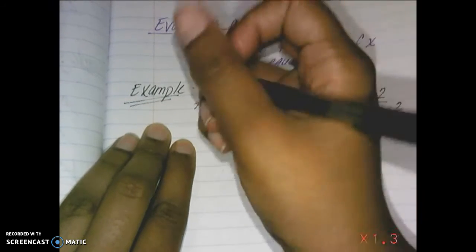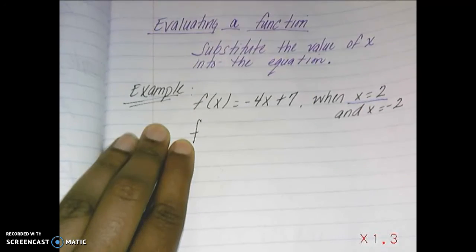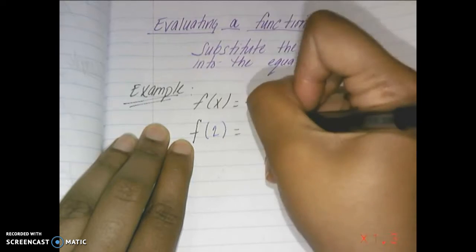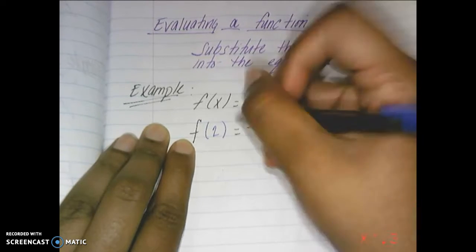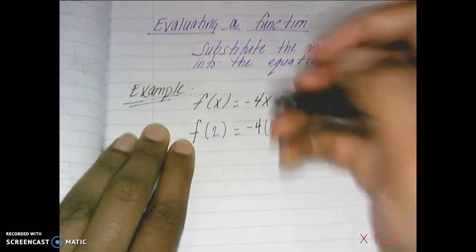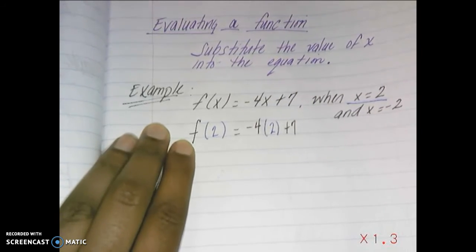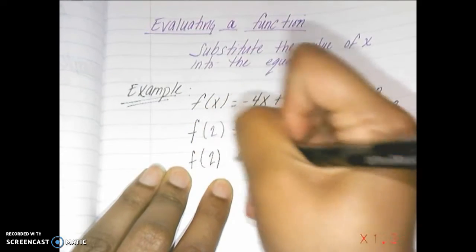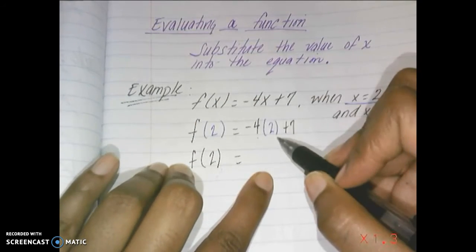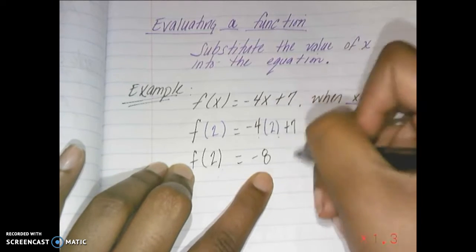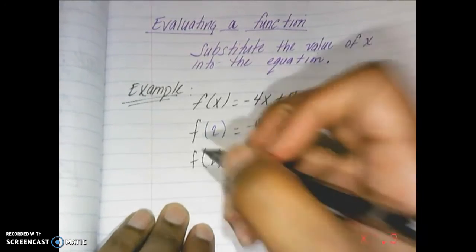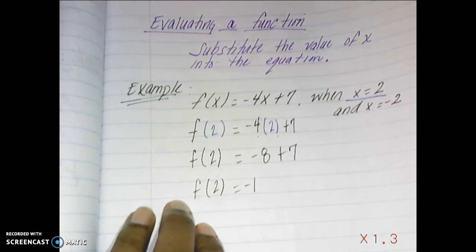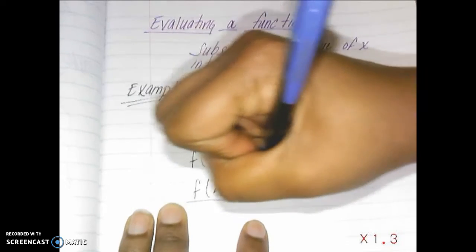So everywhere there's an x in our original equation, we're going to replace that with a 2. So I'll rewrite it as f of 2 equals -4 times 2 plus 7. Okay, so all I'm going to do now is simplify what I can. -4 times +2 is going to be -8 plus 7. So what you'll find is f of 2 equals -1. Take a second, pause the video if you need to write that down.